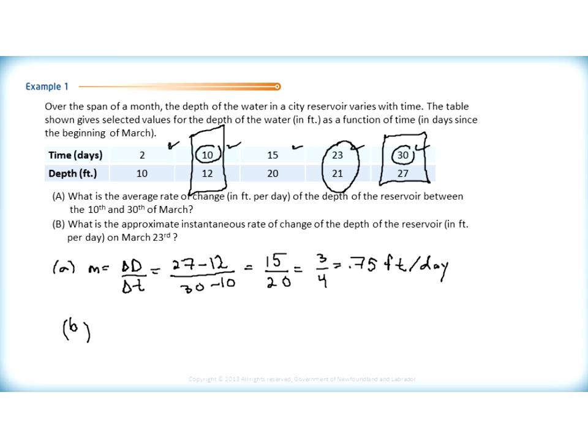So what I have to do is either choose this particular point and then another point that's relatively close to it and use that as an estimate, or I could pick one point on either side of it and use that as my secant for an estimate.